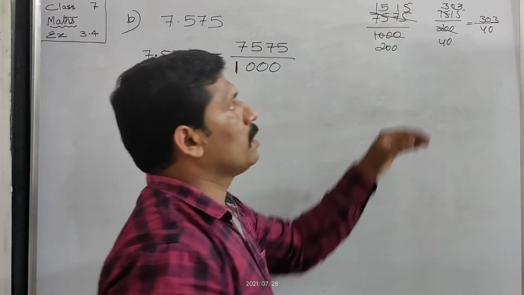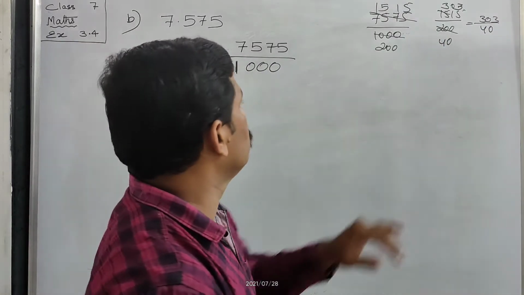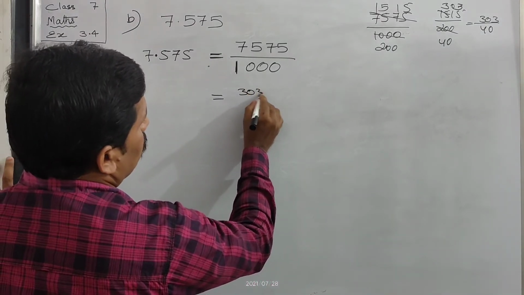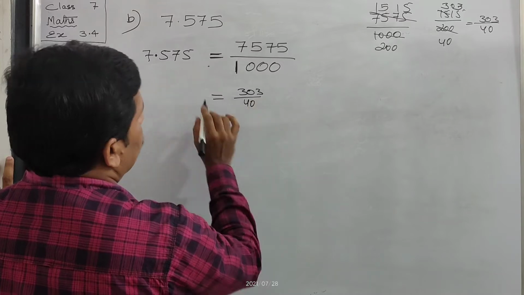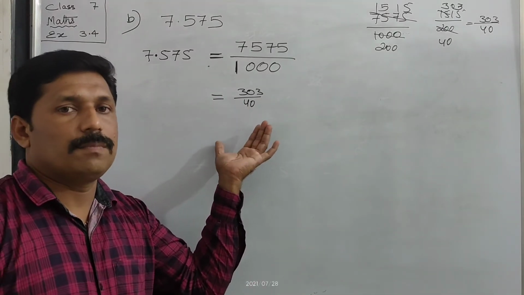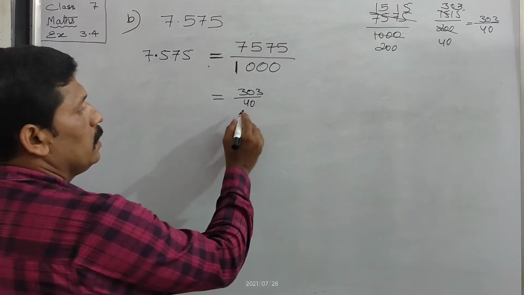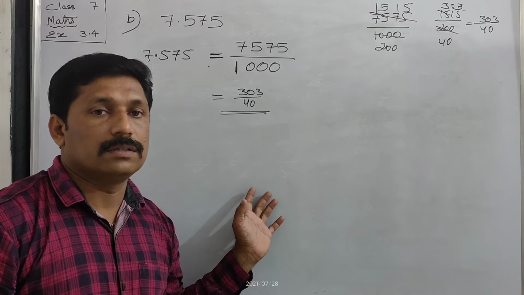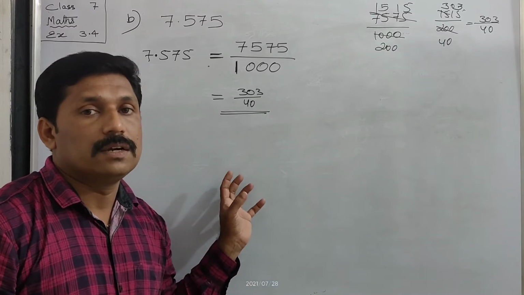Now there is no common factor to cut and reduce. Therefore, the smallest form of this number is 303 upon 40. Now we expressed this decimal number into its fractional form and in simplest form. Okay. So there are some other remaining questions that you do as homework.